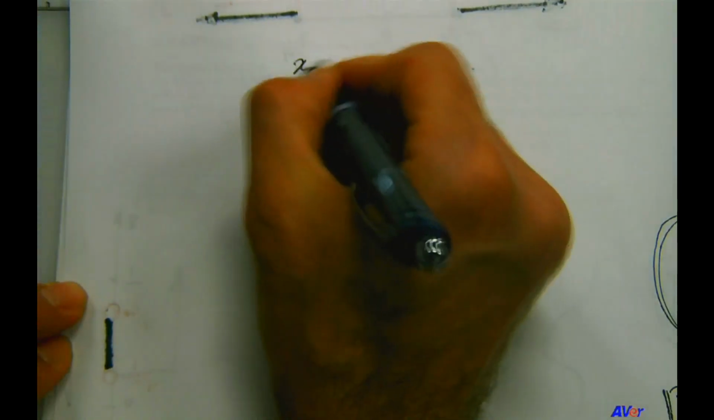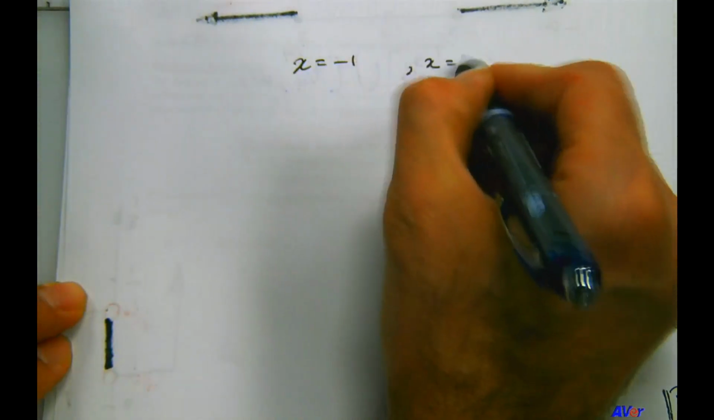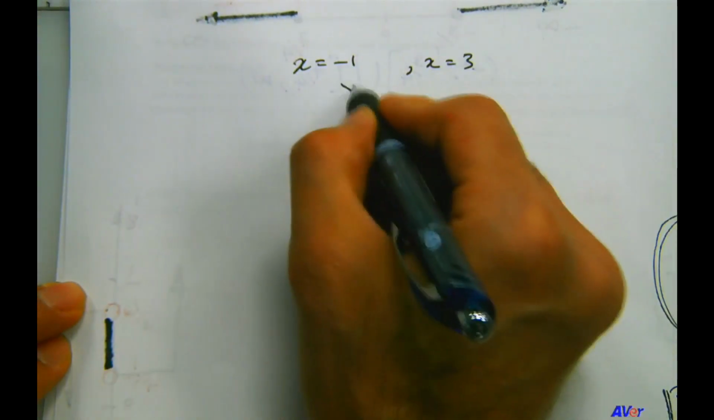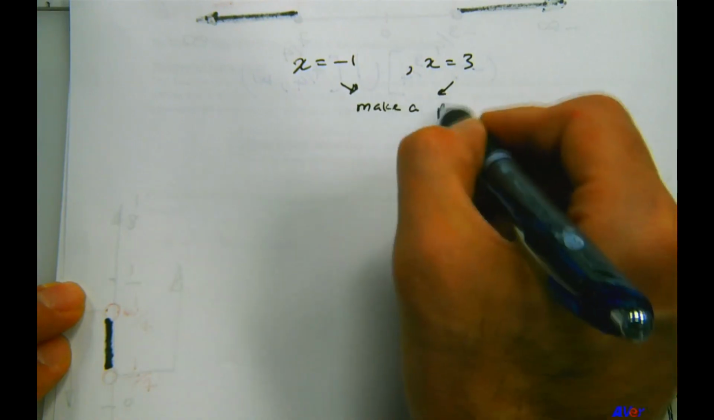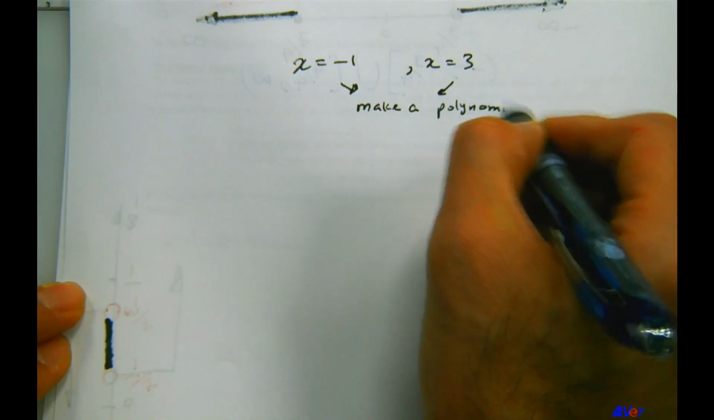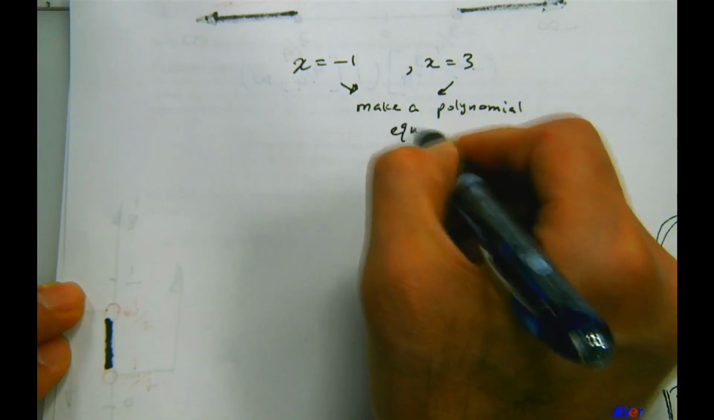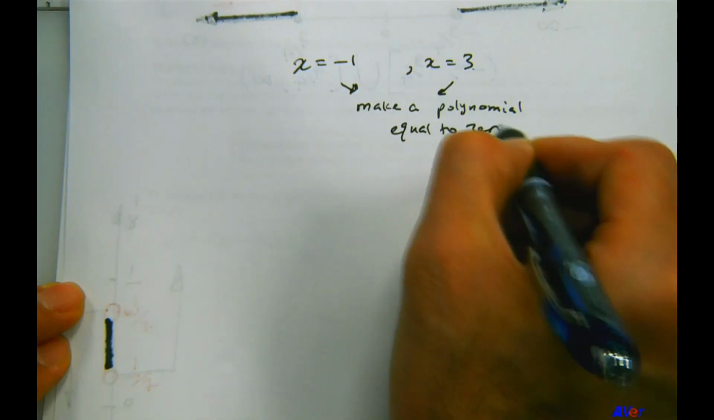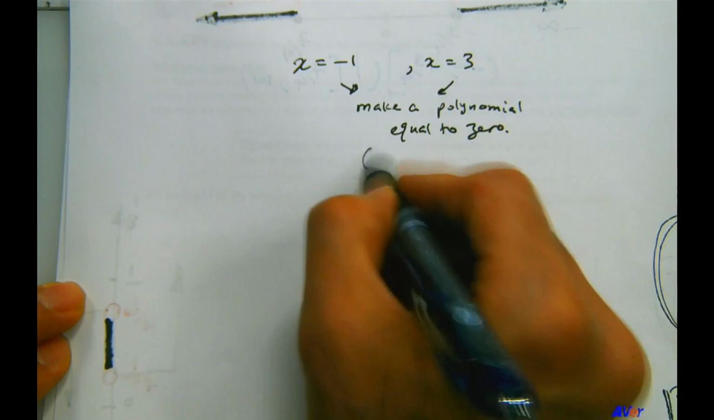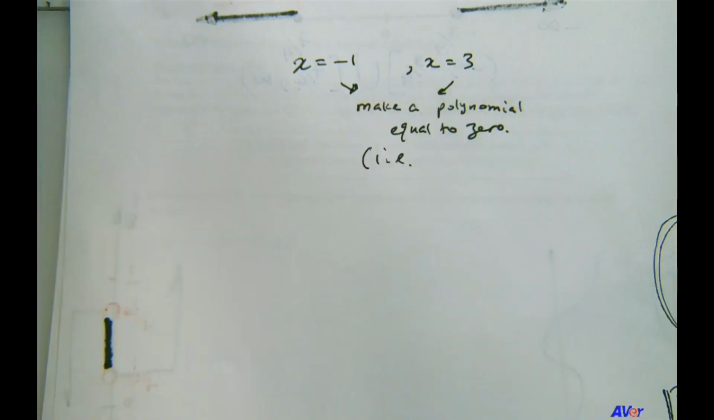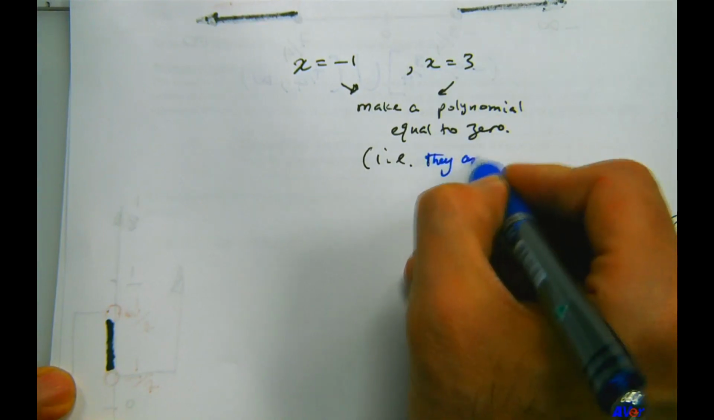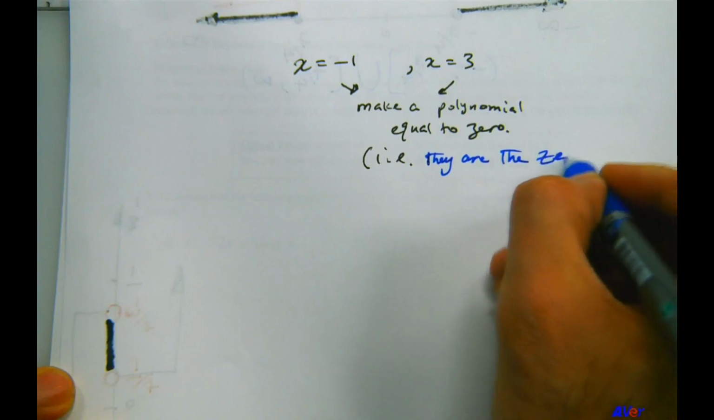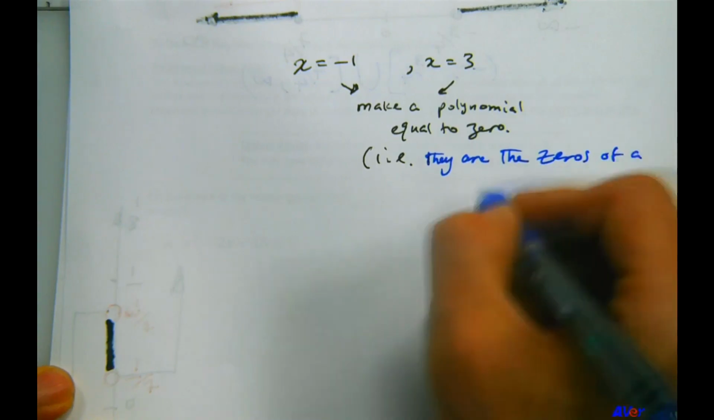So suppose we have x equals -1 and x equals 3. Suppose these two numbers make a polynomial equal to 0. We have a name for that, right? They are the zeros of a polynomial.